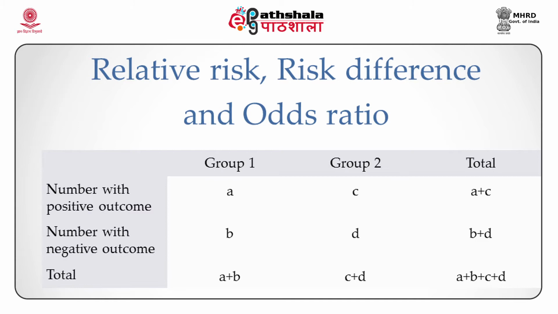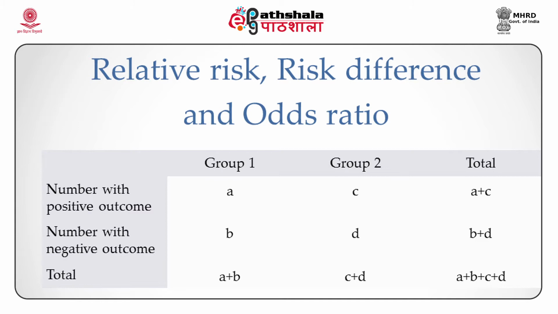We can summarize the total information in this 2x2 table, which is a basic unit of epidemiology. So A, for example, is the number in group 1 who develop the positive outcome. So in our example of smoking and cancer, it is the number of smokers who develop lung cancer. D is the number of non-smokers who do not develop lung cancer. And similarly, we can interpret C and B. So here we have a 2x2 table, and we can also see the marginal frequencies A plus C, B plus D, A plus B, C plus D, and so on. The total sample size is A plus B plus C plus D individuals who have been followed over time.